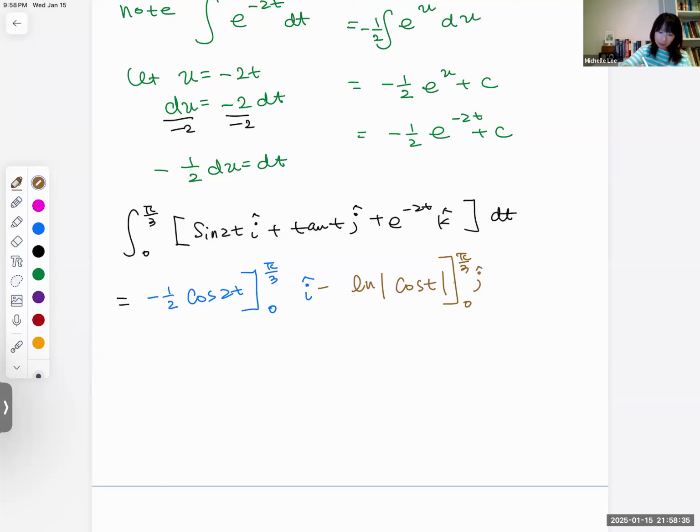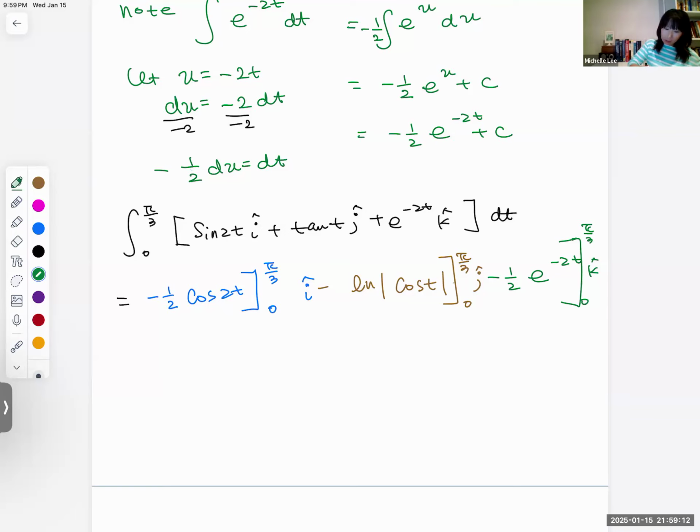And the last term, we have negative 1 half e to the negative 2t, and then from 0 to pi over 3, k hat, right? Okay, let's do it.